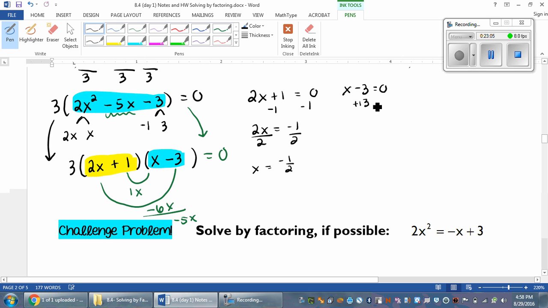The other equation, we're going to add 3. X is going to equal positive 3. So my solutions are going to be negative 1 half, comma 3.